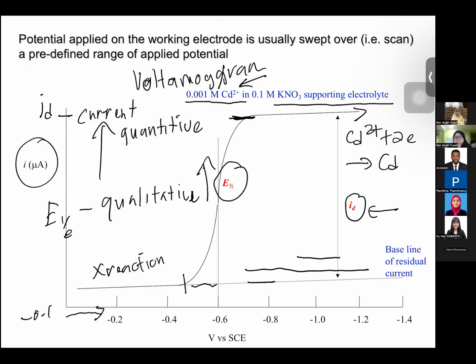We know that cadmium will be reduced at this potential. And we know that, for example, magnesium will be reduced at this potential. So this is what I meant by qualitative. The half-wave potential gives information on the qualitative part. The quantitative is the current.